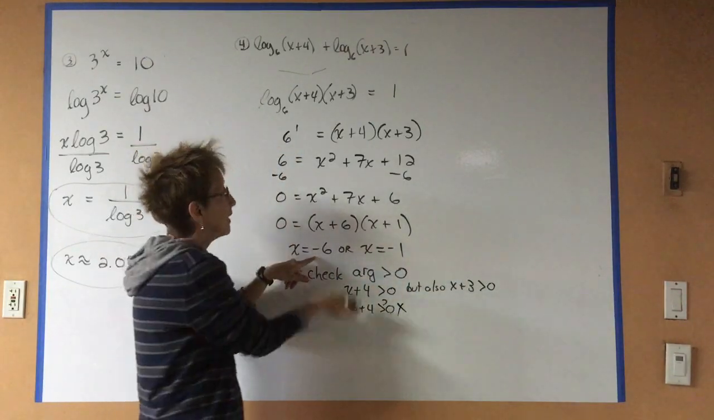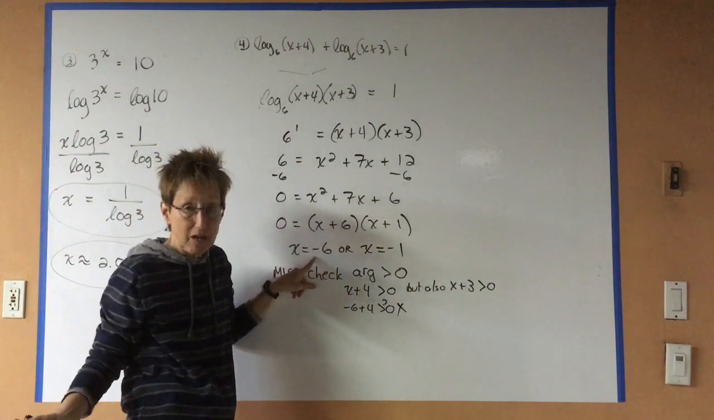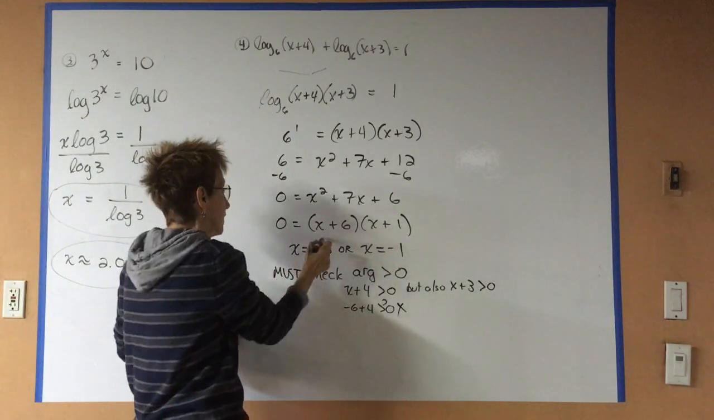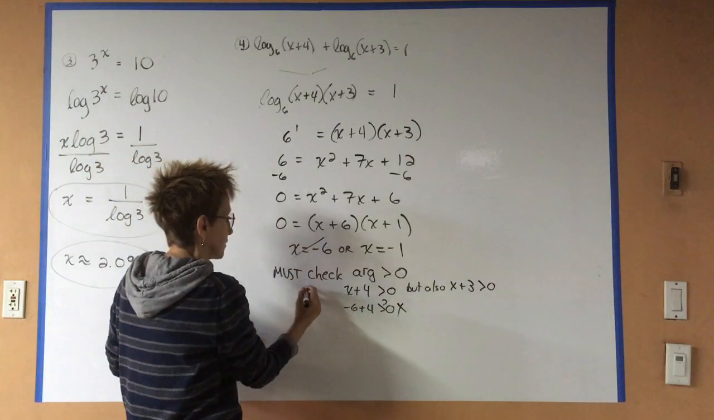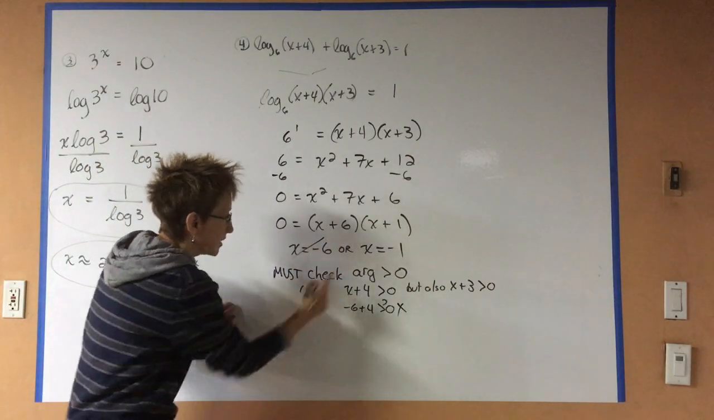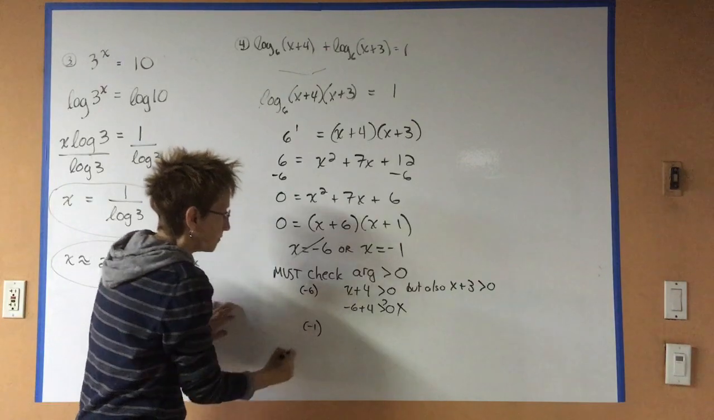The fact that it fails in the first one means you're trying to take a log of a negative, and that isn't going to work. This guy's gone. So this was me checking negative 6. So now I'm going to go check negative 1.